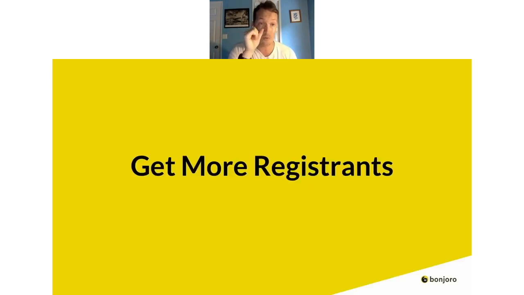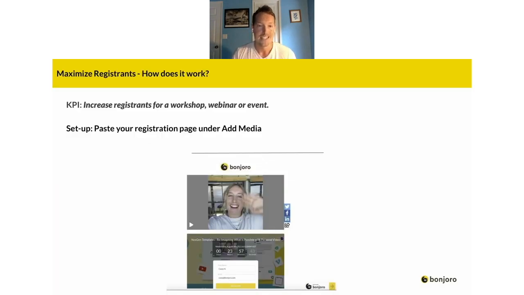Use case number two, get more registrants. We know that a lot of our customers across a lot of industries do events in various forms. It could be a webinar. It could be a workshop. It could be any kind of virtual or online event. It could be a physical event you're trying to get more registrations for. Same type of deal, you basically just paste that registration form straight under Add Media. So in my case, because we run our webinars through Demio, this is what we're on right now, I just take that Demio link, I pop it in, and as you guys can see right there, it'll just embed it right below with the form so that people can click and fill that out and basically register for that event.